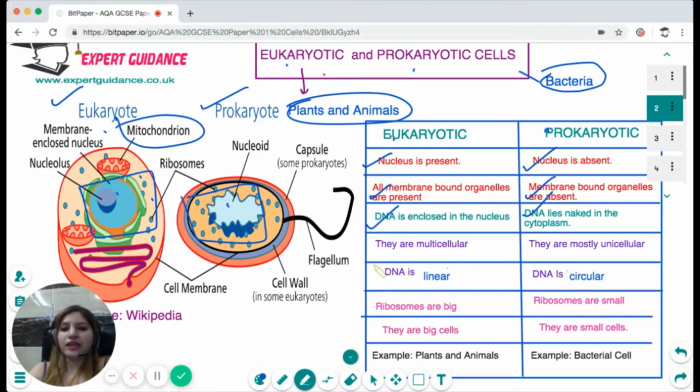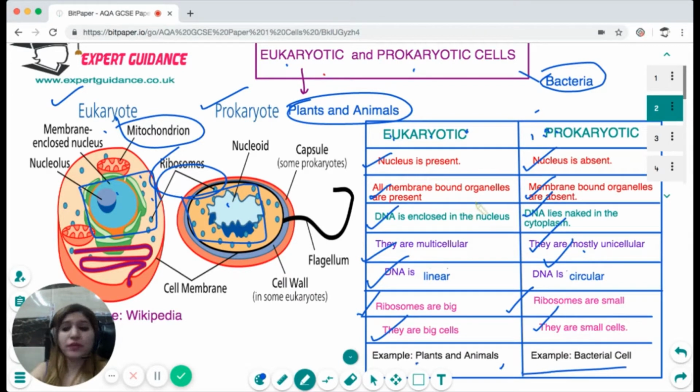The eukaryotic cells are mostly multicellular, but the prokaryotic cells are mostly unicellular. The eukaryotic cell DNA is linear, but prokaryotic cell DNA is circular. Both eukaryotic and prokaryotic cells have ribosomes, but in a eukaryotic cell, the ribosomes are big. In a prokaryotic cell, they are small. Eukaryotic cells are multicellular big cells, whereas prokaryotic cells are small unicellular cells. Examples are a plant cell and an animal cell for a eukaryote, and for a prokaryote, there's a bacterial cell.